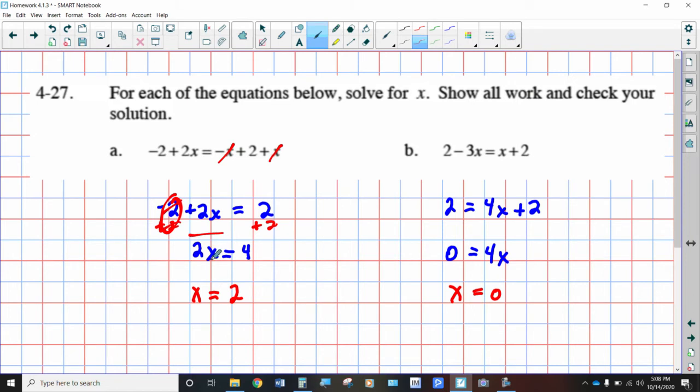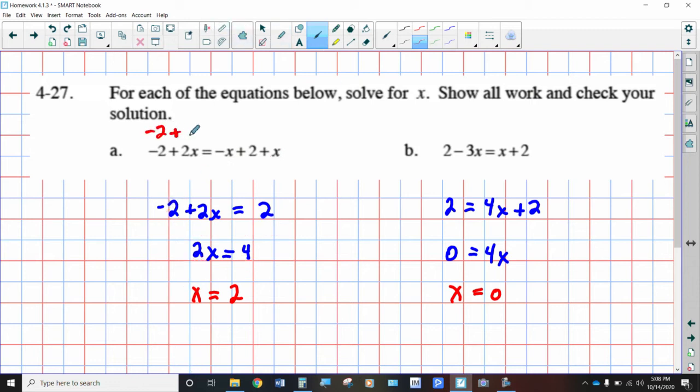That leaves you with only the 2x on the left, but we now have 4 on the right. So what do you multiply times 2 to give you 4 for an answer? It has to be 2, right? And we can prove that by dividing each side by 2. 4 divided by 2 is 2. 2 divided by 2 gives you 1x. So let's check that to make sure that it works.